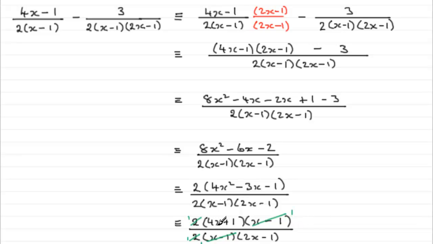So normally I'd write this underneath here, but we're running out of room, so rather than scrolling down, we'll just write that as being identical to 4x plus 1 all over 2x minus 1. And there you have it. That's as simple as we're going to get.